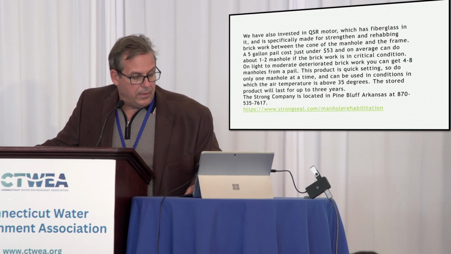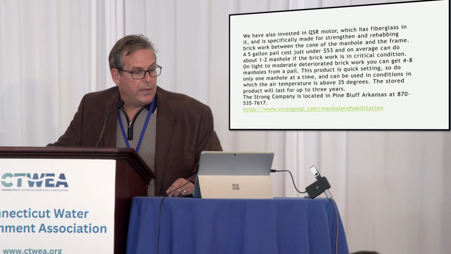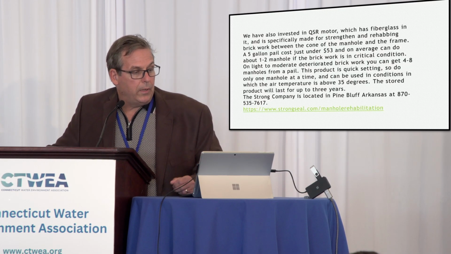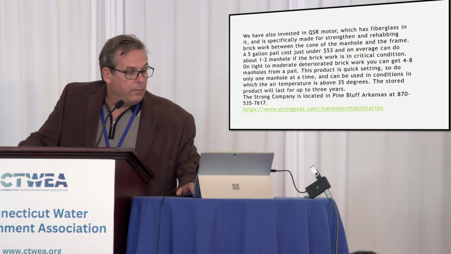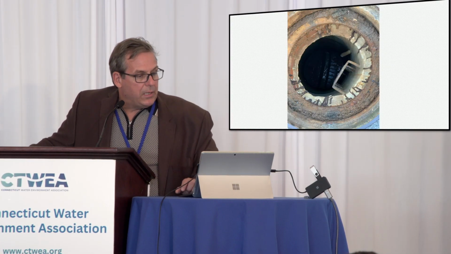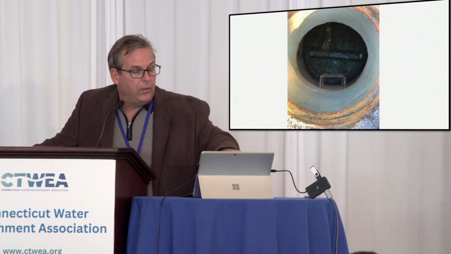And so what we did in Litchfield, we bought a pallet of this. It comes in a 5-gallon bucket. You can get it in bags. You can do 1 to 2 manholes if they're in really bad shape, and then you can get 4 to 8 if it's in fair to moderate shape. And so here's an example. You can see on the inside, it's not the best photo, but this is before, and then this is after.